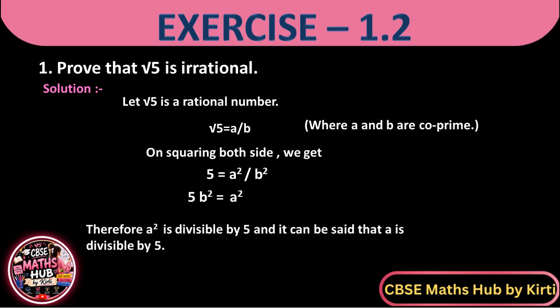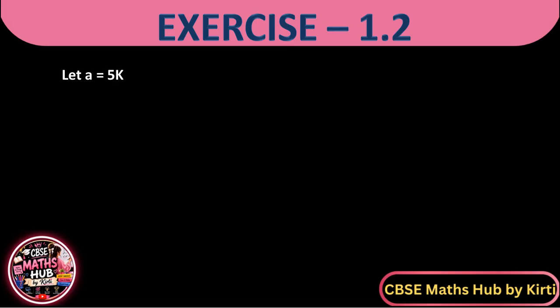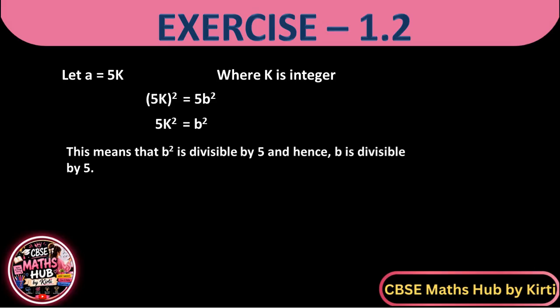Since a square is divisible by 5, we can say that a is also divisible by 5. Now, let's continue this proof in the next slide. Let a is equal to 5k, where k is an integer. Substituting this value into the equation, we get that b square is also divisible by 5. Therefore, b is also divisible by 5. But this is not possible because we assumed that a and b are coprime numbers.